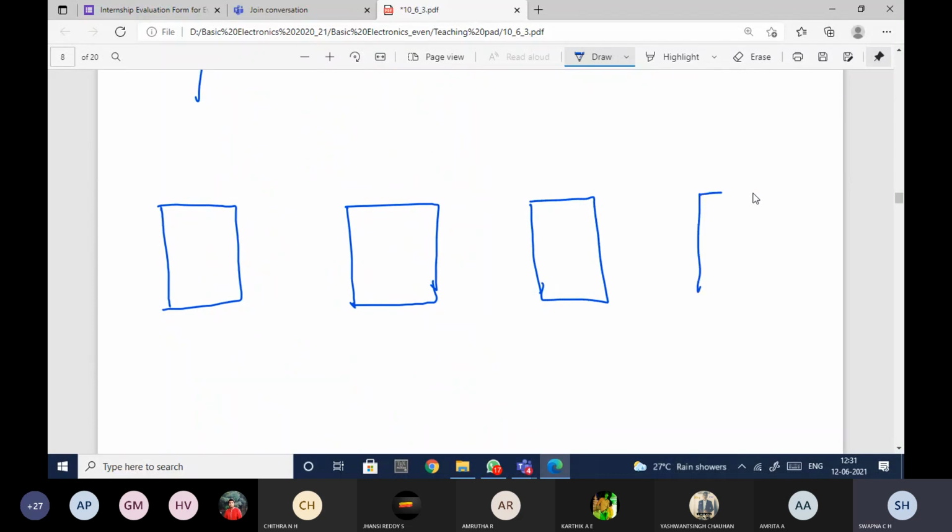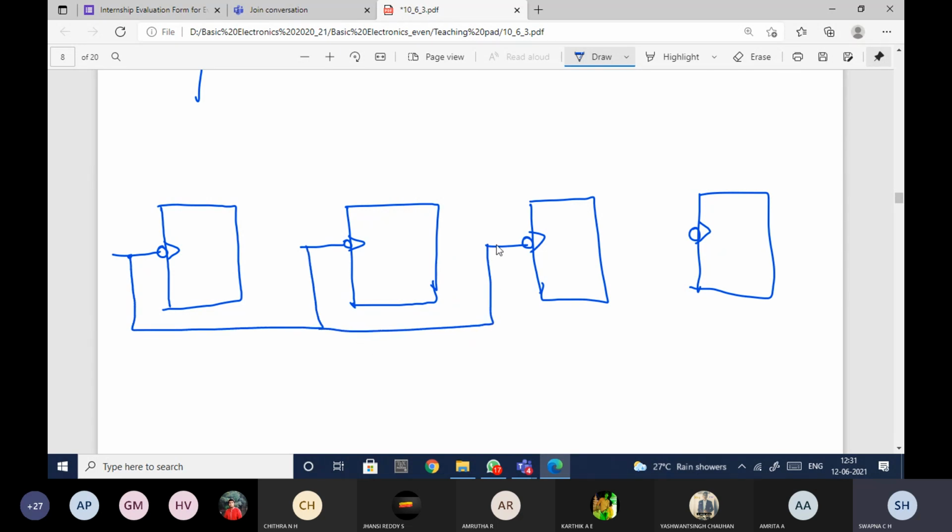Since it is a synchronous counter, I need to provide the clock simultaneously. It is not like before, in the asynchronous counter, where we converted the output of one flip-flop into the input of the other flip-flop. But here I should not do that. Synchronous means I have to provide the clock simultaneously. This is my clock, provided simultaneously everywhere, and I'm using T flip-flops only.